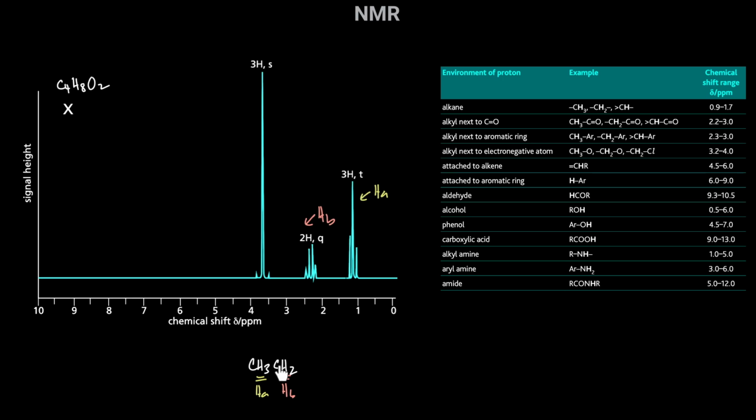So this CH2 must be bonded to some oxygen containing group, which causes a shift of roughly 2.3 or 2.4 parts per million. That oxygen containing group must be a C double bond O. So the CH2 must be bonded to a C double bond O, which is why it shifts in the range 2.2 to 3 parts per million. And then we just have one other group left: 3 protons that are producing a singlet.